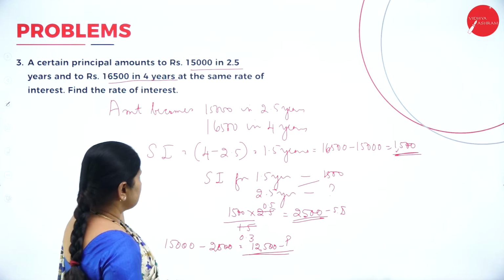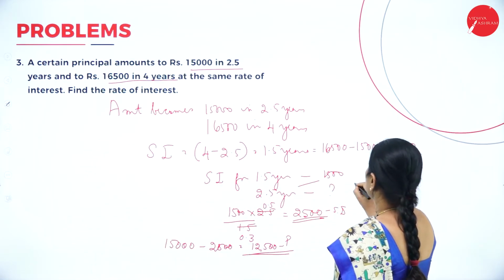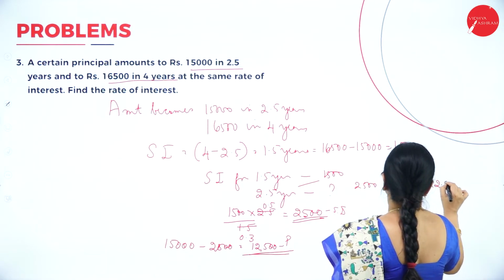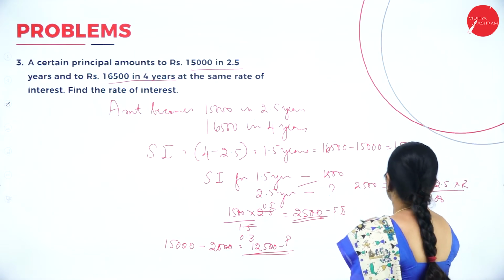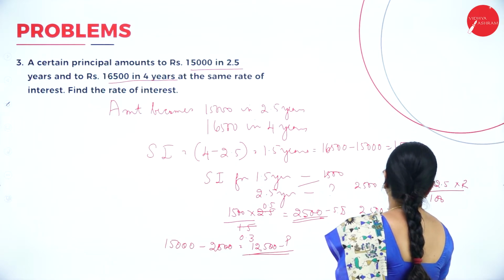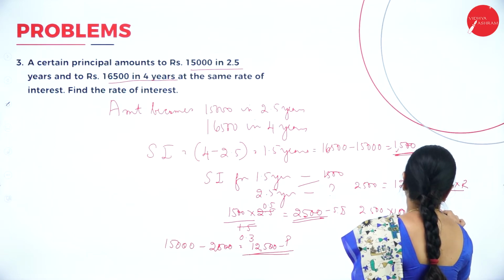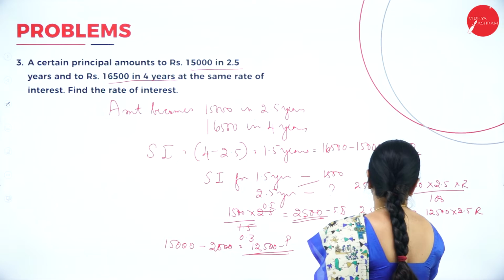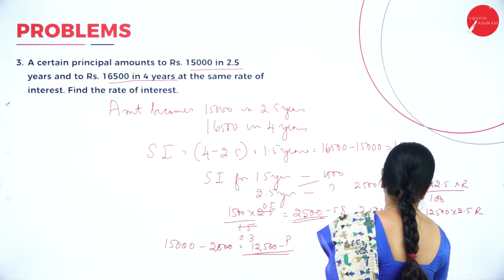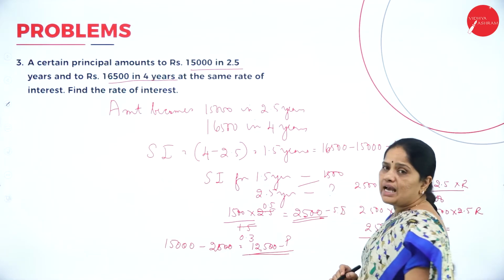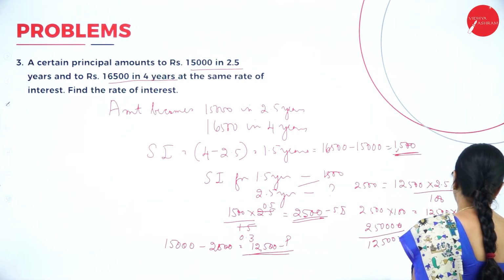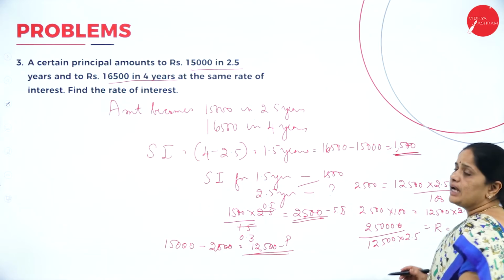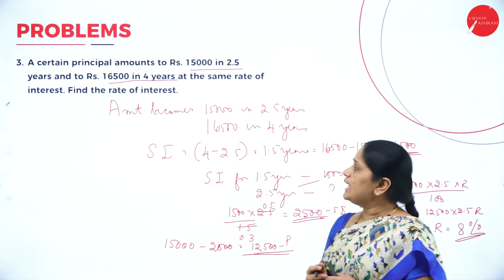Now, we have to calculate the rate of interest. So we will write, 2,500 equals 12,500 into 2.5 into R by 100. So this will be 2,500 into 100 equals 12,500 into 2.5 R. So this will be 2,50,000 divided by 12,500 into 2.5 equals R. So when I simplify this, I get R equals 8%. So we found the rate of interest.